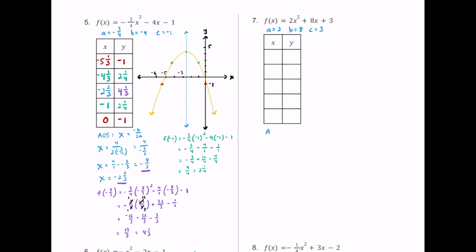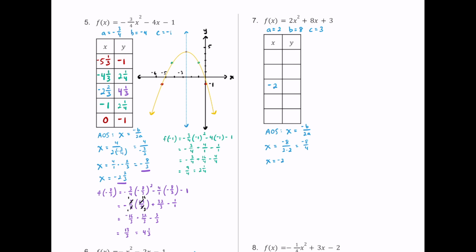So the AOS, let's see if you remember it. X equals -b over 2 times whatever A is. And so x equals -b, which is going to be -8, over 2 times A, which is 2 times 2. So it's going to be -8 over 4. So x equals -2 for the AOS.